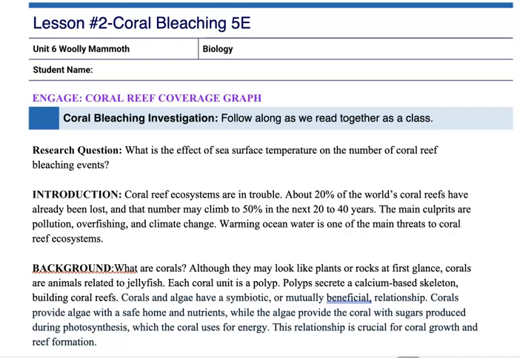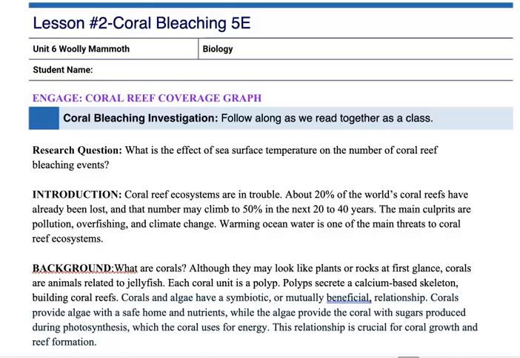Today we're starting lesson 2 on coral bleaching. So what is the effect of sea surface temperature on the number of coral reef bleaching events? Bleaching means that the coral changes color, okay? And they want to know, what does the temperature at the surface of the ocean have to do with that?